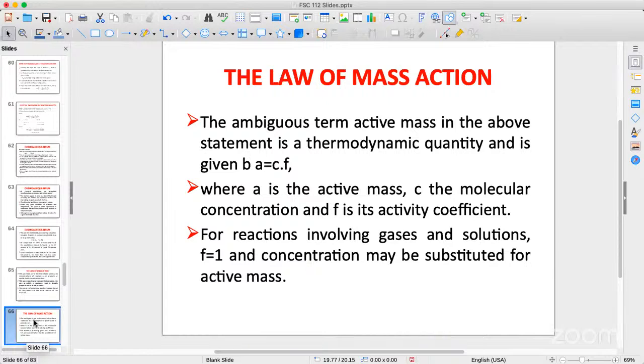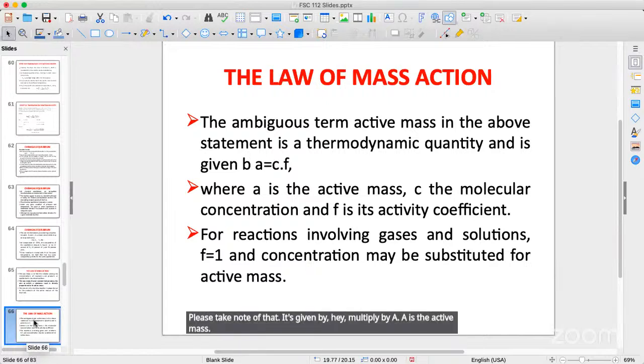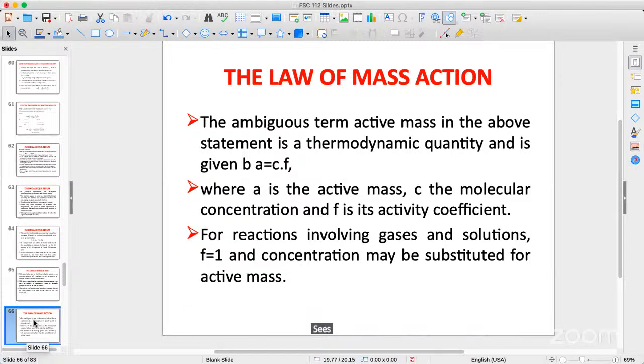Please take note of that. It's given by A is equal to C multiplied by F. A is the active mass. C is that concentration that we all know. And F is what is known as the activity coefficient.